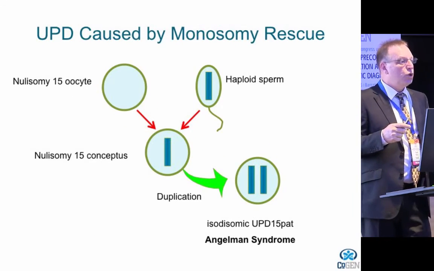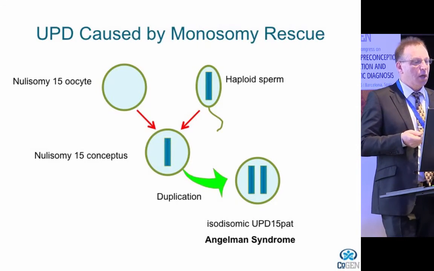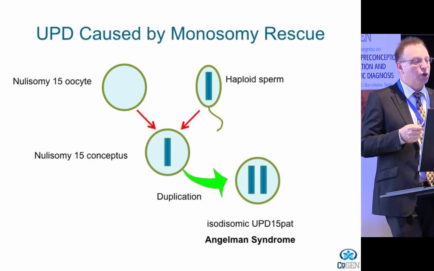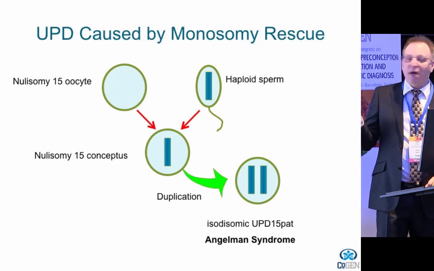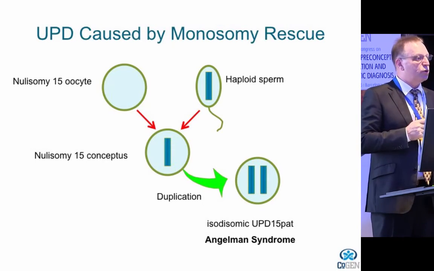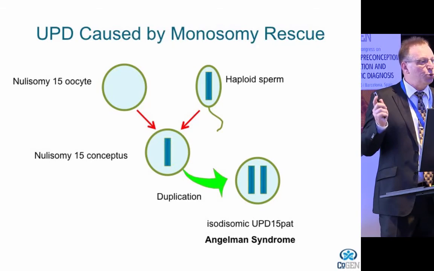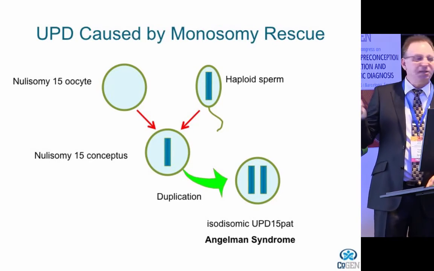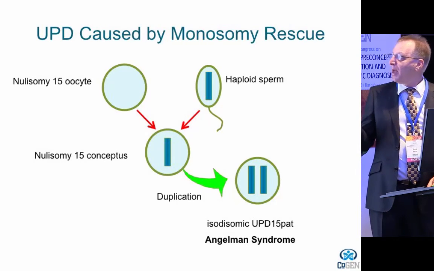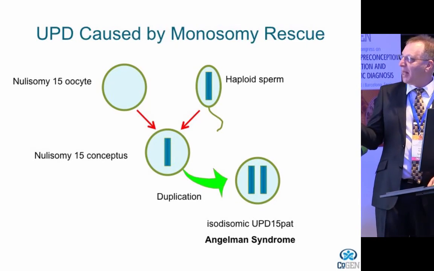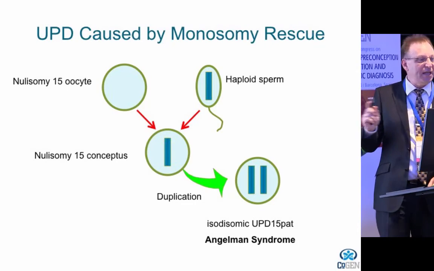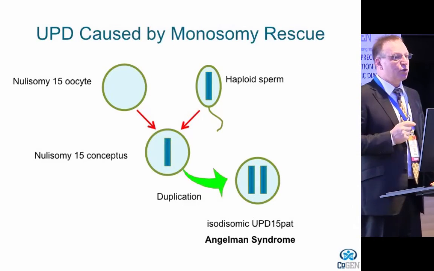Conversely, UPD may also occur in a situation that's called monosomy rescue. Let's just imagine an oocyte with a missing chromosome 15. So it has only 22 chromosomes, and chromosome 15 is missing. That sometimes occurs. And then when that is fertilized by a haploid sperm, we will have nullisomy 15.